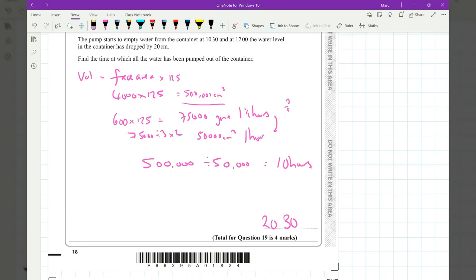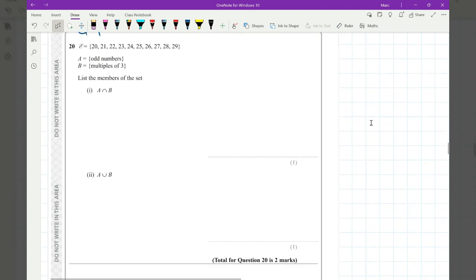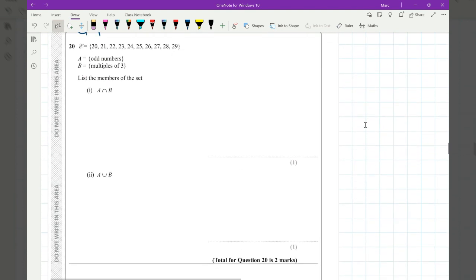Does it want it in any particular format? No, we just keep it in the context of the question and we should be okay. Nasty that, especially with all the words. Practice these questions. Okay, question 20. This is question 4 on the hire. I might have to split this into 2 videos to be fair.